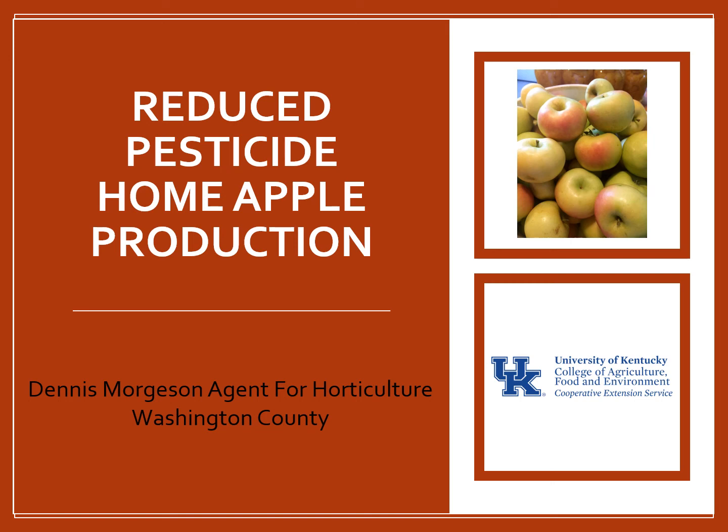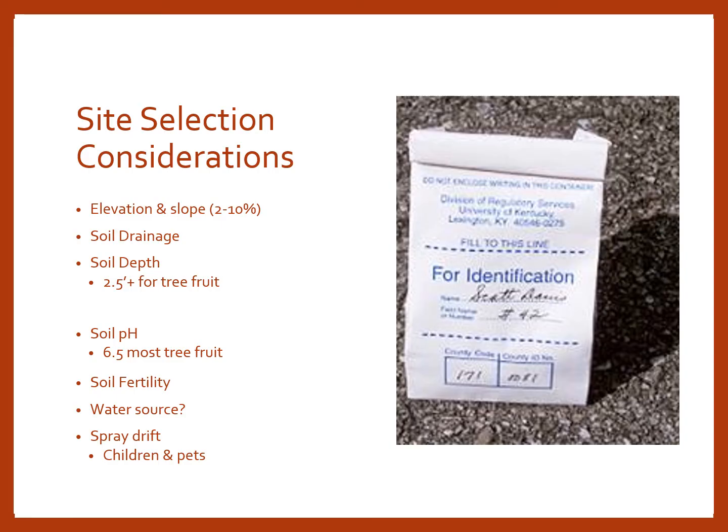Today, in our wheelbarrow series class, we're going to talk about reduced pesticide home apple production. As far as apples go, or any kind of fruit for that matter, there are some considerations we need to take when figuring out what site we need to plant those on. First off, we need an elevation and a slope of 2 to 10%.